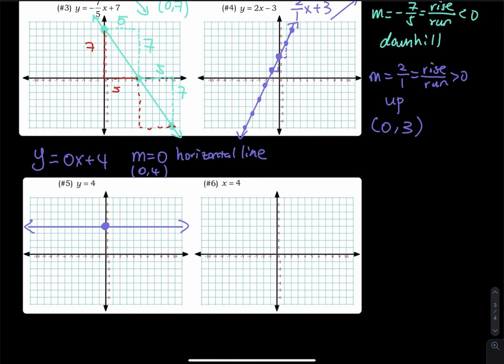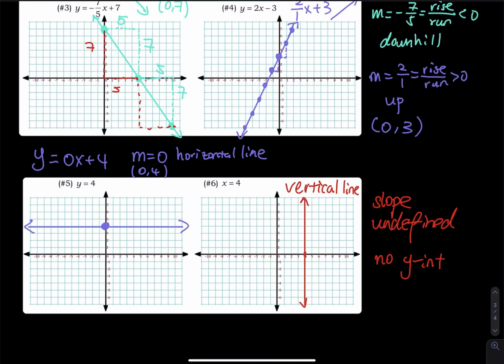And then this is x equals 4. So x equals 4 is a pretty special case. So this is where x equals 4 is, right? So x equals 4 is a vertical line. What is the slope of a vertical line? The slope is undefined. And there is no y-intercept. All right, so that will be the end of this video.